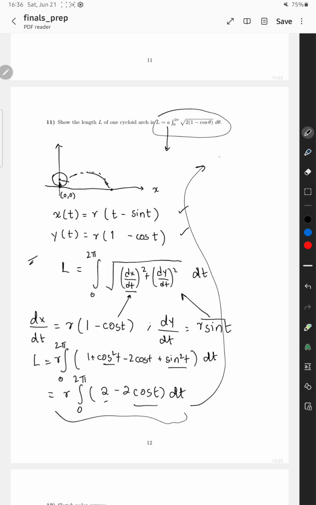You should be able to prove that the length of one cycloid cycle is 8r. I hope you can do that. It's a very simple integral and you'll get that value. This is one cycle, and then the cycloid starts over and does the same thing over and over again.